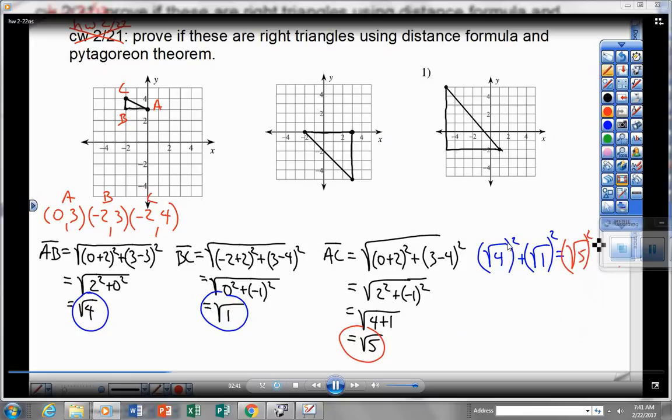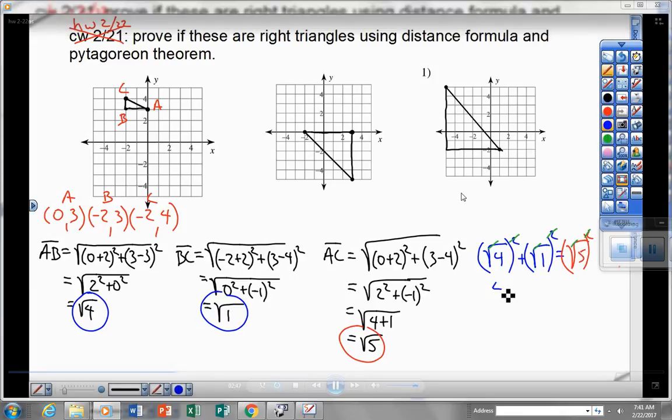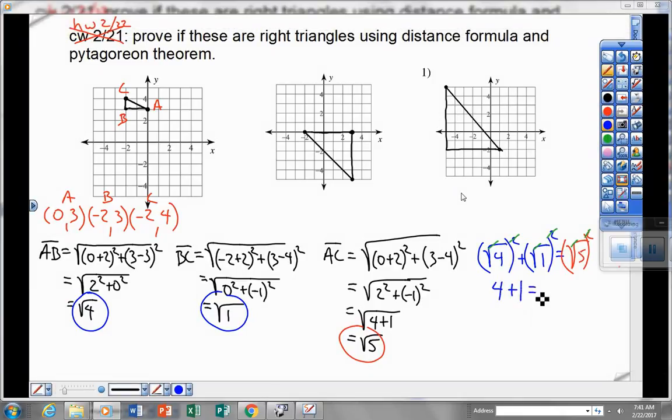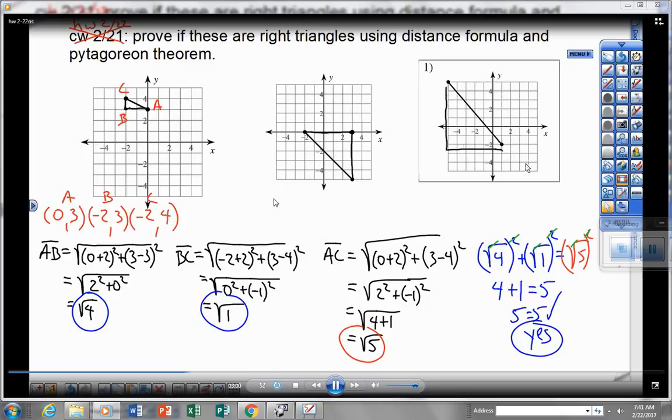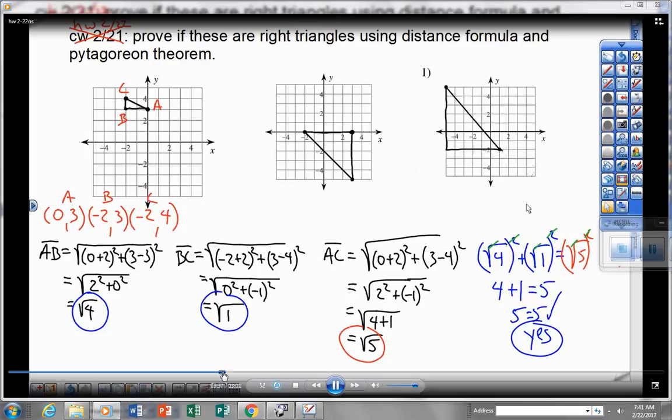Remember, squaring something square rooted cancels away. That is an inverse operation and just leaves me the whole number 4. So when I plug that in, I get 4 plus 1 equals 5. And 5 does equal 5. Yes, that is a true statement. That proves those points make up a right triangle. All right, next problem.